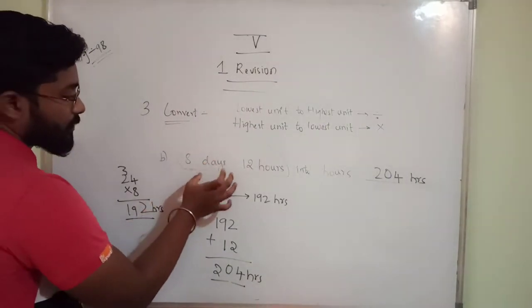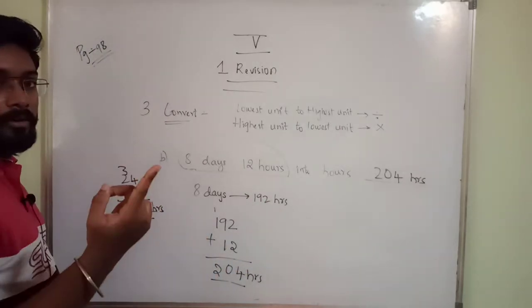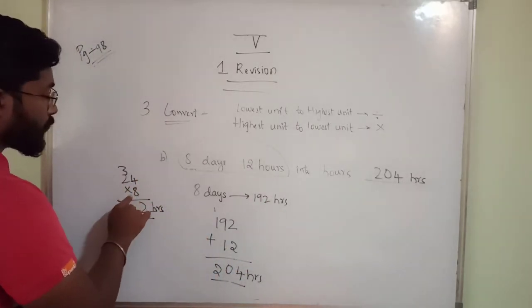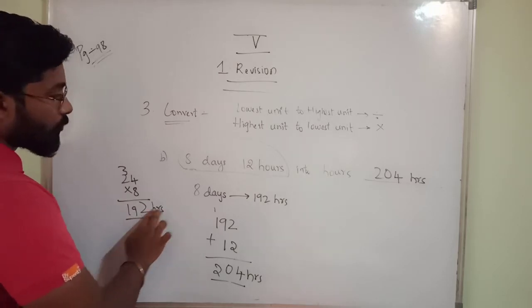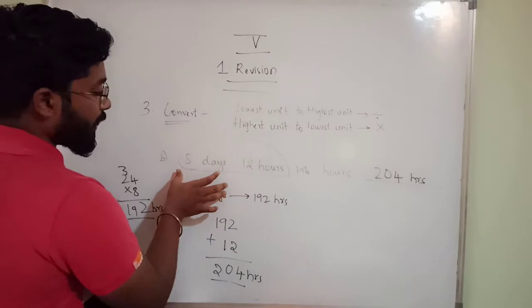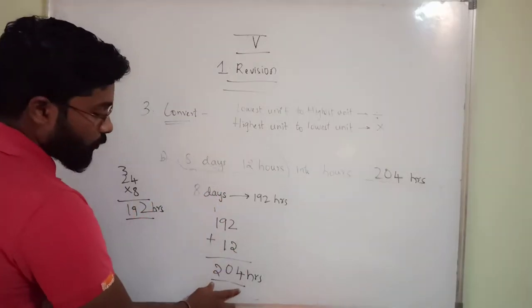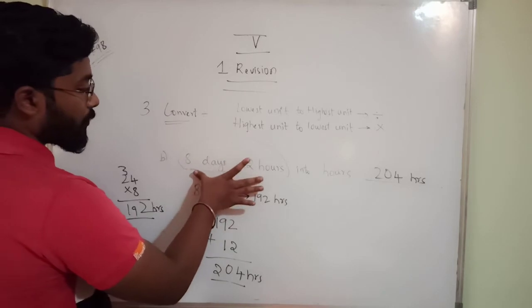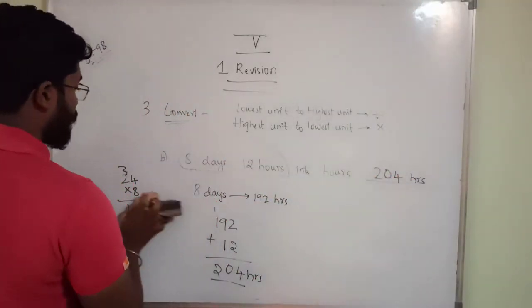This 8 days you got 192 hours. What did you do? 1 day equals 24 hours. So 24 into 8 you will get 192 hours. For this 192 you have to add 12 hours because he gave in the question 8 days 12 hours. You added that one. You got 204 hours. You have to convert the total into hours. That's all.